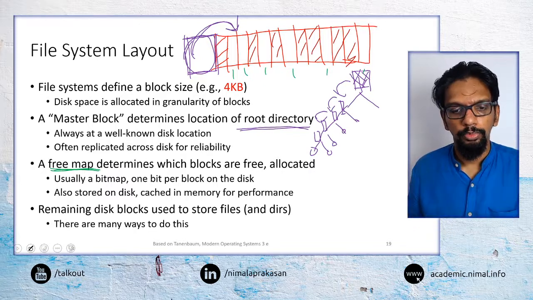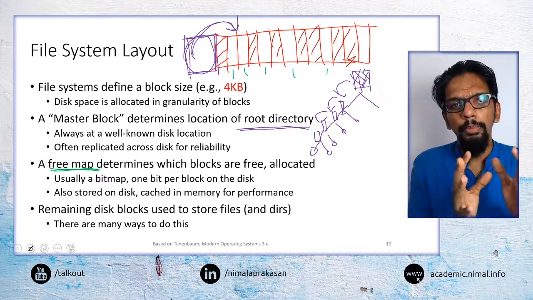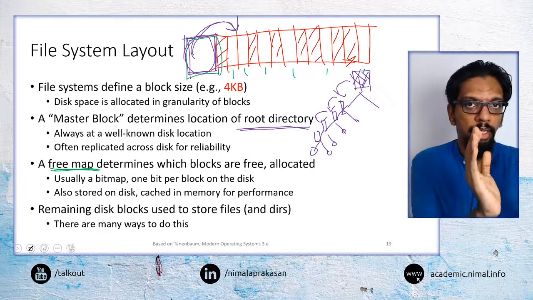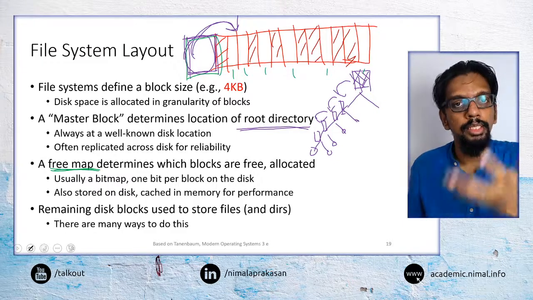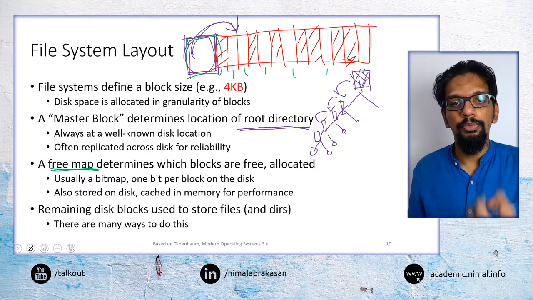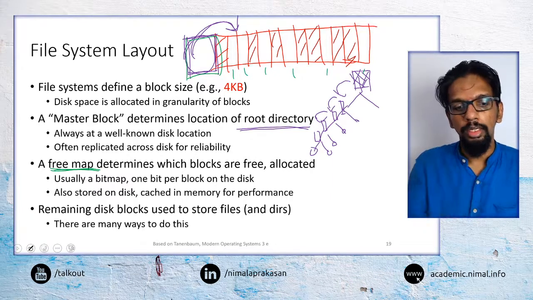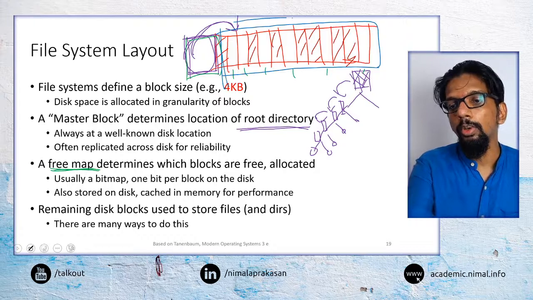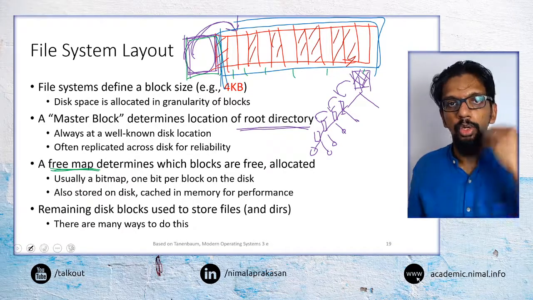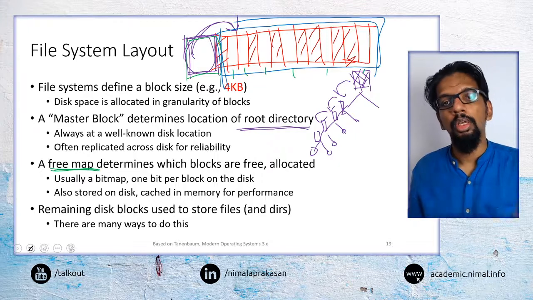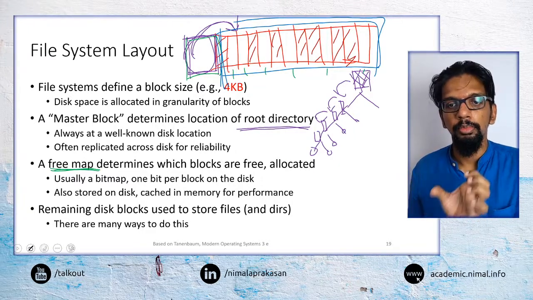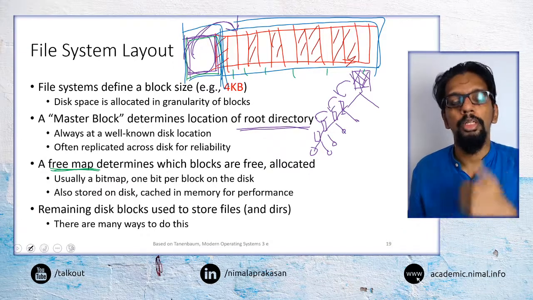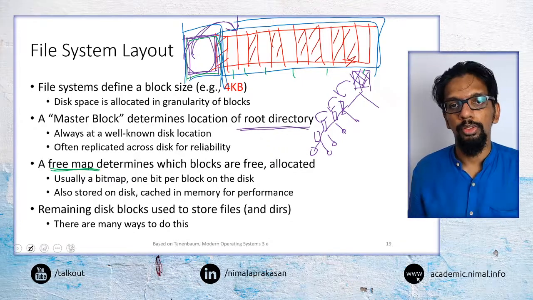That free map and the root directory will have to be stored or managed at a fixed location, because those are like system files or system information necessary for the file system. Beyond that, any remaining space can be used to store regular user files, whether your documents, images, videos and so on. There will be a beginning part of the file system used for the master block, root directory, free map and so on.